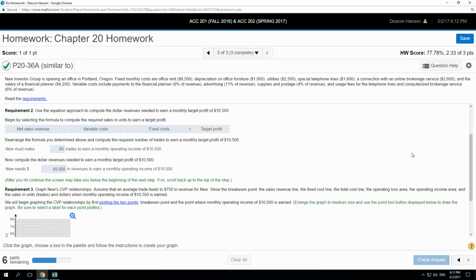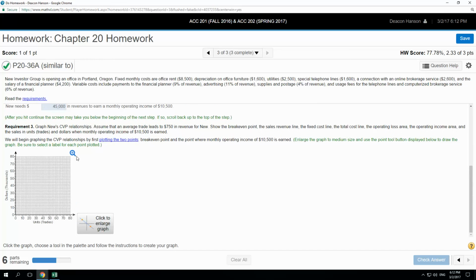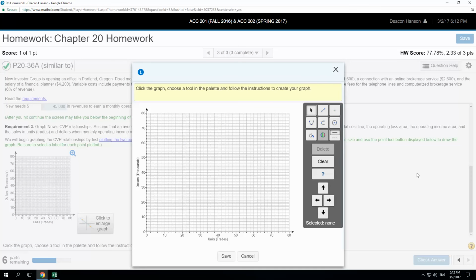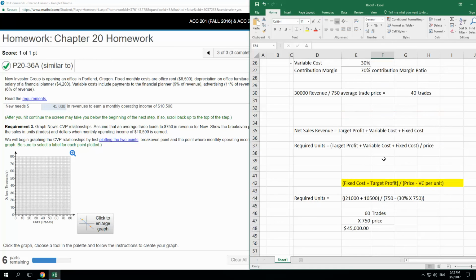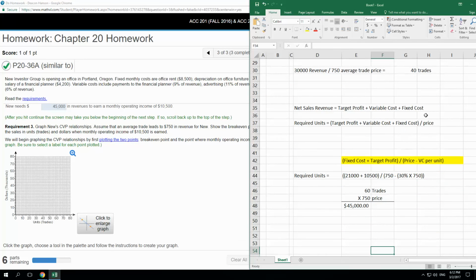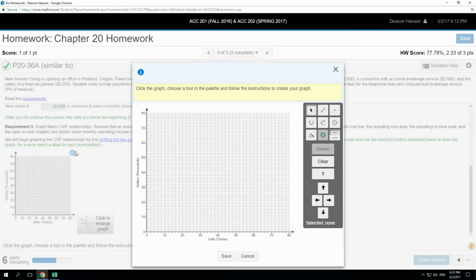Let's see if it lets us scroll back up once we do that. No, it doesn't, it grays out. That's one thing about this. But we have the information here too, so I can always pop over here. So to get 40 trades we have 30,000. So 40, 30 is the first point. I'm going to take my point and line it up at $30,000, because this is in thousands, and then 40 units, trades. How much was it at 60? 45, right?